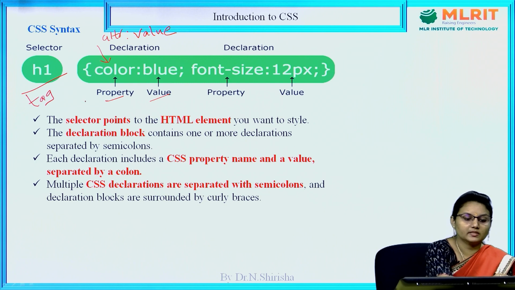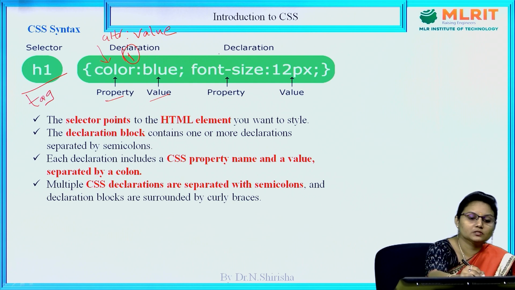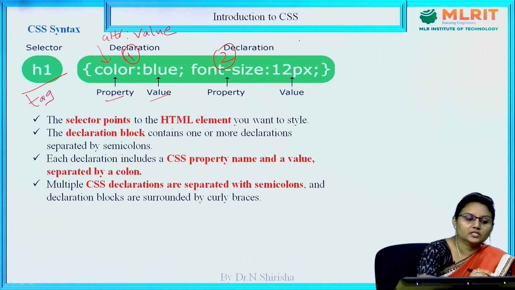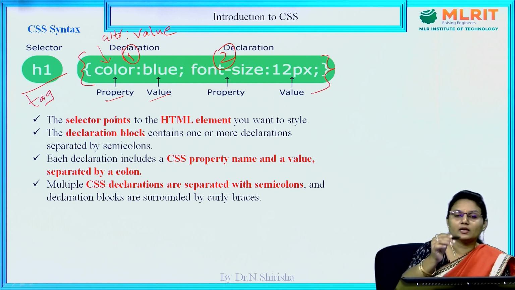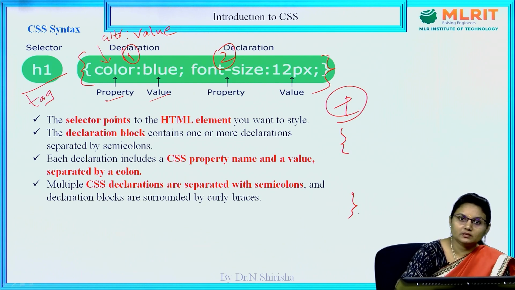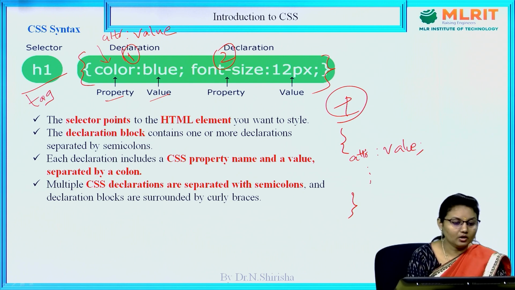So this is nothing but the declaration. If you wanted to give multiple declarations, this is the first declaration, this is the second declaration, so two declarations you have given. Whatever declarations you wanted to give, we are giving them in the curly brackets. So if you wanted to give it for a paragraph, this is a selector, and in between the curly brackets, what are you going to give? You are going to give the attributes for that particular tag, followed by a colon and the value, ending with a semicolon. Like that you can give multiple values or multiple attributes.